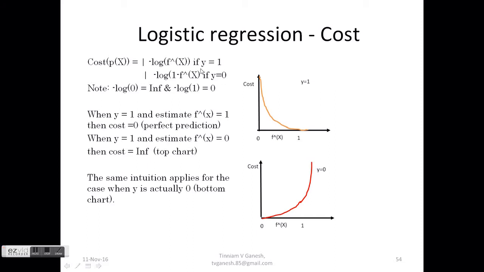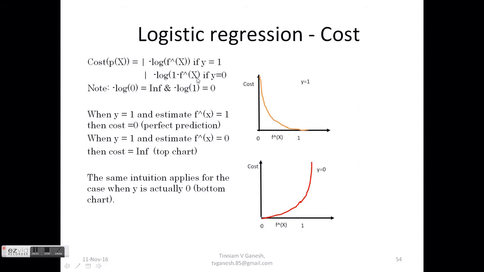Quickly, let us look at this cost function. Why do we write the cost function as this? We know that log 0 is minus infinity, minus log 0 is infinity, and minus log 1 is 0. So if our estimate is 1 and y is 1, then minus log 1 is 0. That means our cost is 0, which means we have made a perfect prediction. Whereas if y is 1 and our estimate was 0, then minus log 0 is equal to infinity.